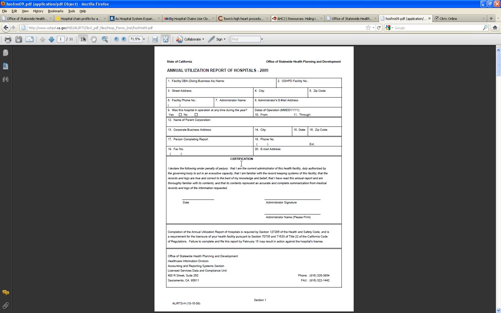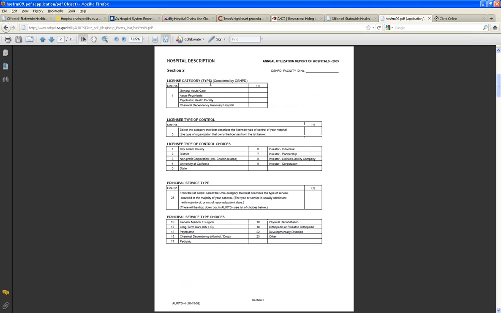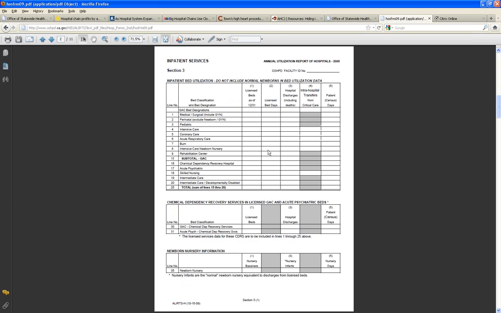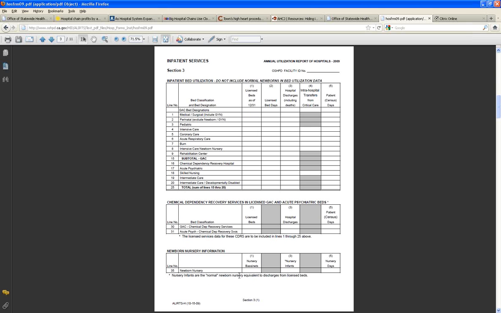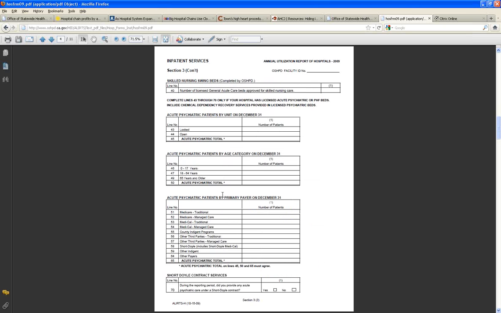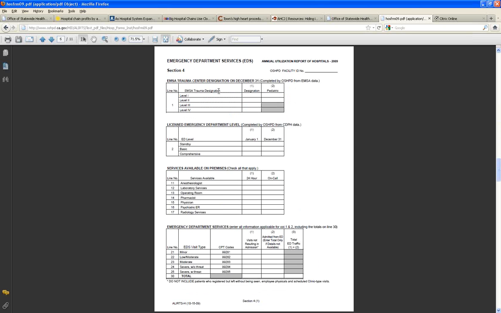So this is a copy of the form that hospitals had to fill out in 2009, submitting information on their use of services. And it takes you through information about the facility, about the parent corporation, and then various information about the way the hospital's organized, what services they provide, the number of licensed beds, the number of discharges, the number of patient days for a variety of services. So you see here the newborn nursery, inpatient beds, various categories of inpatient beds.